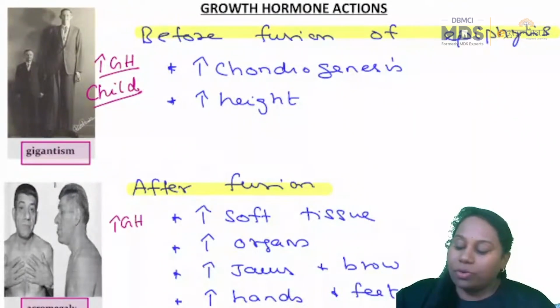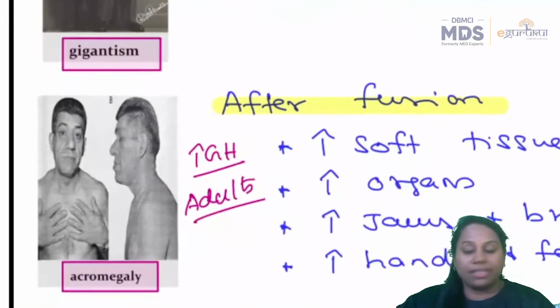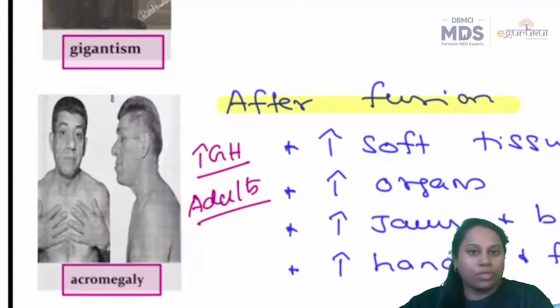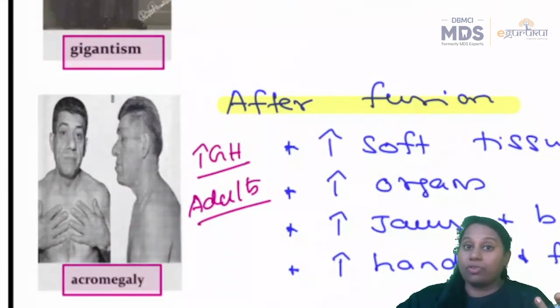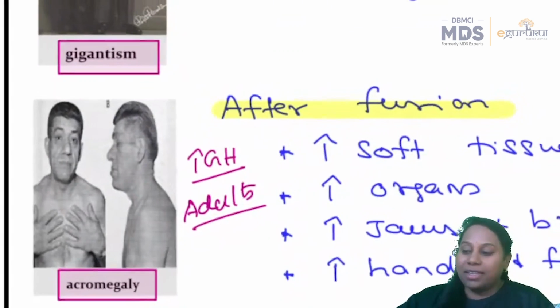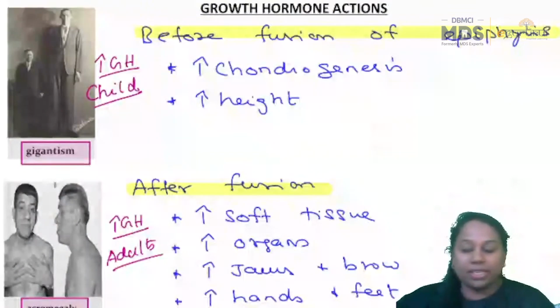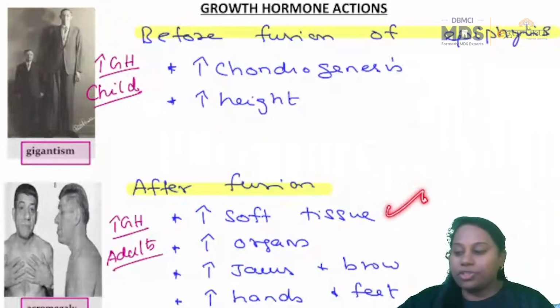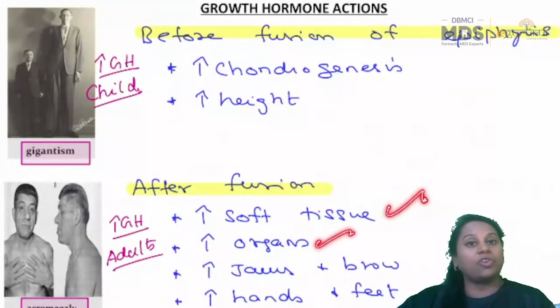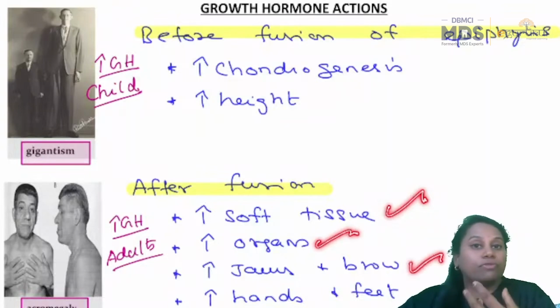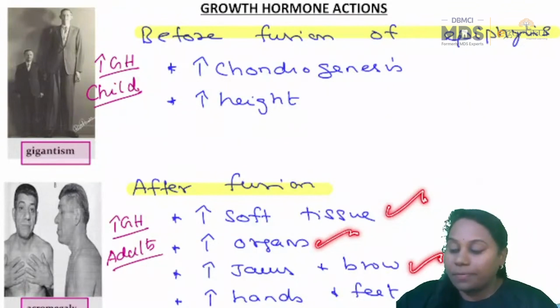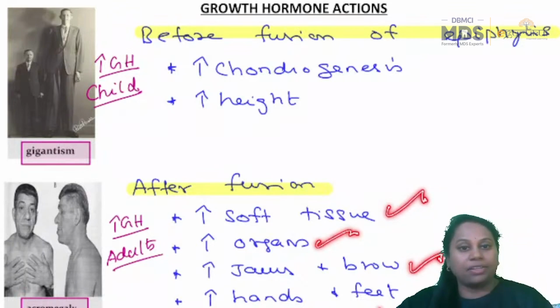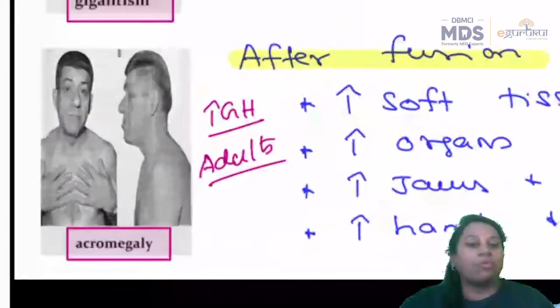Excessive levels of growth hormone in adults: now this is after fusion of epiphysis. The bones have already fused, so there won't be that much effect on the height, but all the others will increase. Increase in the size of soft tissue, organomegaly, cardiomegaly, hepatomegaly, splenomegaly, protrusion of jaw, protrusion of eyebrows, increase in the size of hands and feet. All these changes together are called acromegaly.